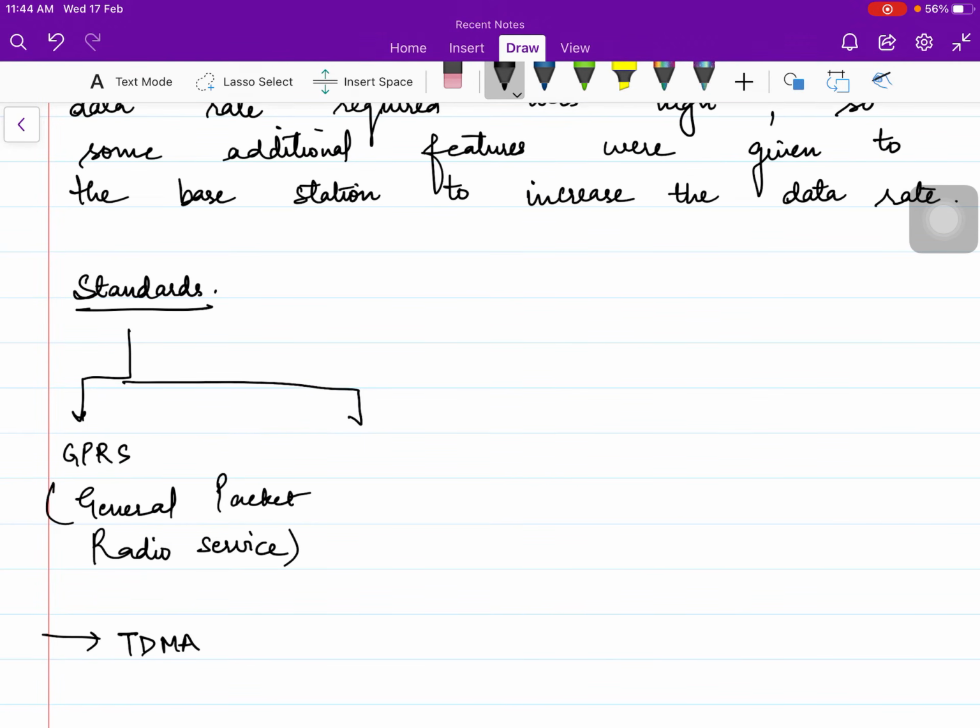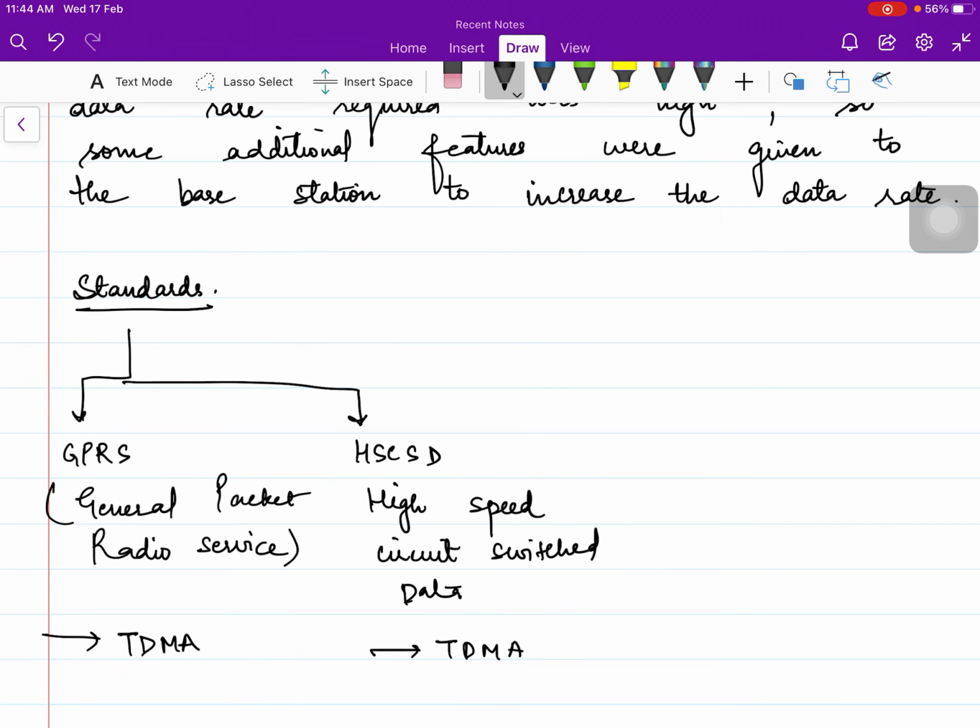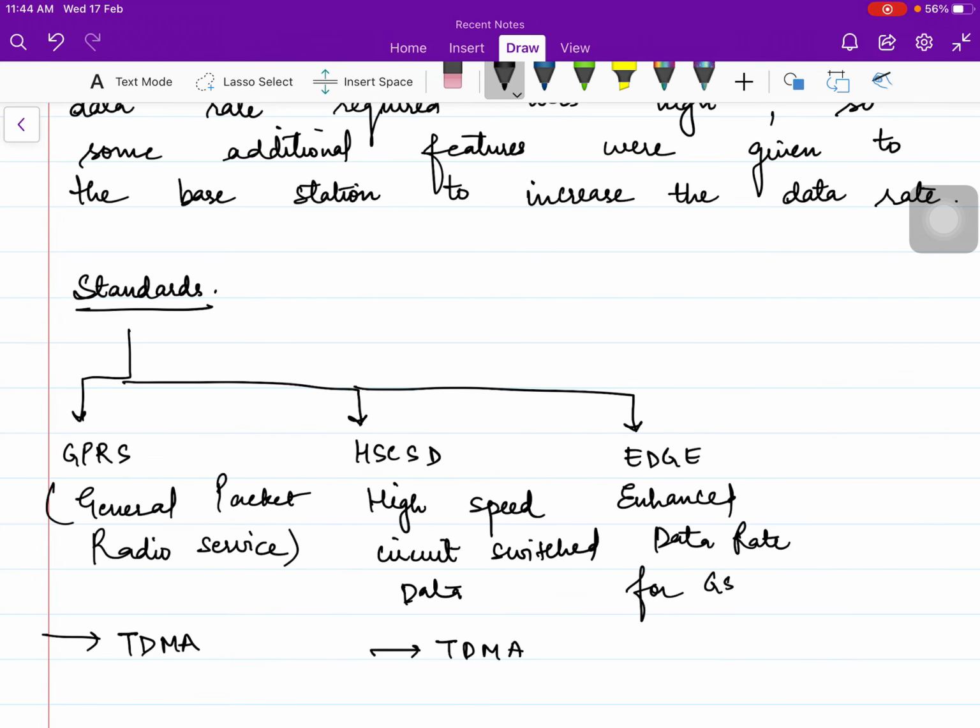So one is GPRS, the other one is HSCSD, that is high speed circuit switched data. Again, it was using TDMA. Then there was another standard, that is EDGE, enhanced data rate for GSM evolution. Again, it was using TDMA.